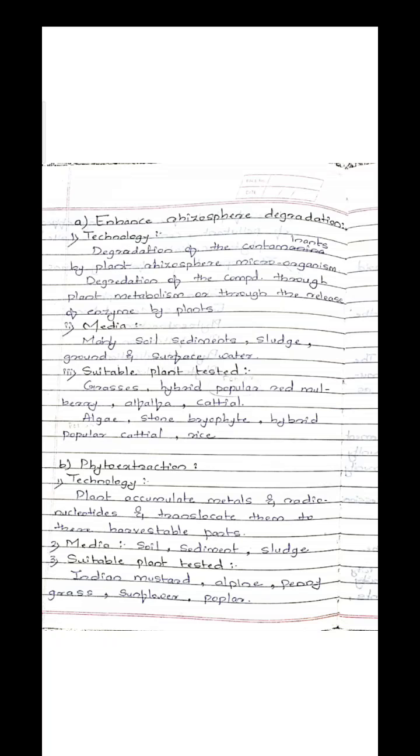So they reduce the heavy metal concentration, and this is used for preparing the harvestable parts. Mostly phytoextraction takes place in soils, sediments or sludgy areas. There are different plants which are used in this phytoextraction process, like Indian mustard, alpine pennycress, sunflower, etc.